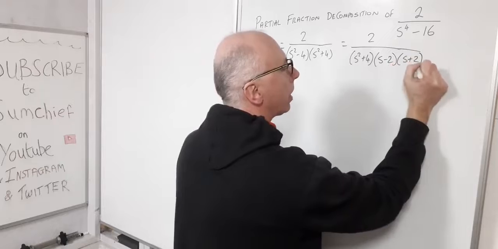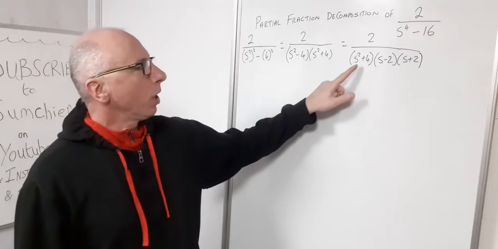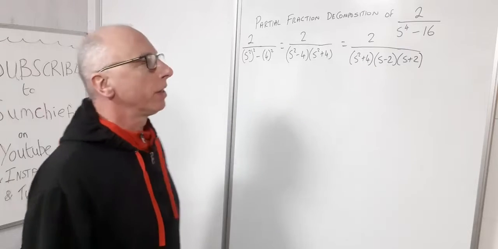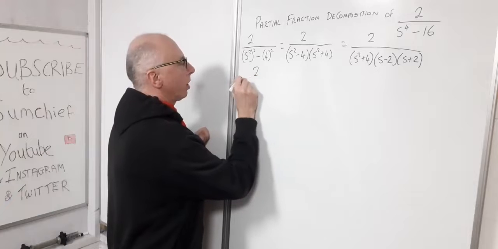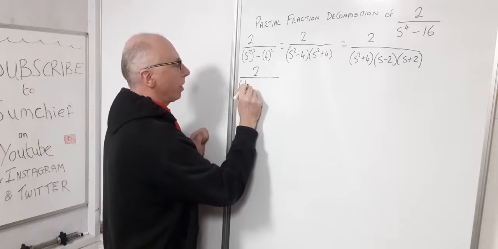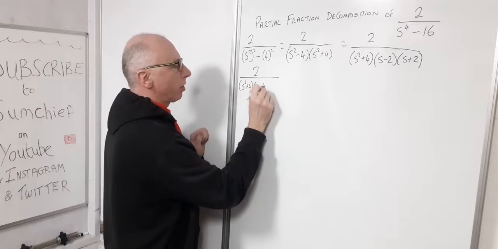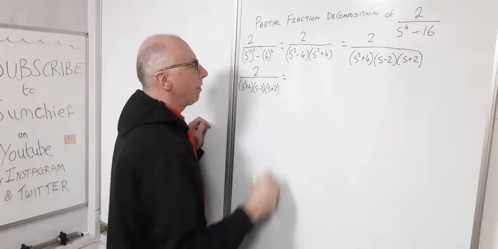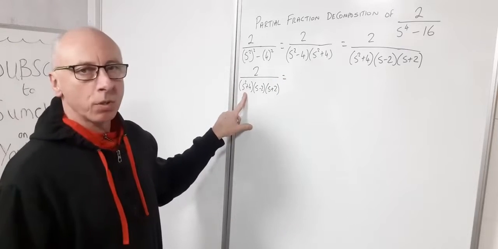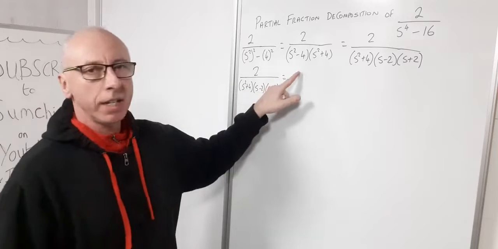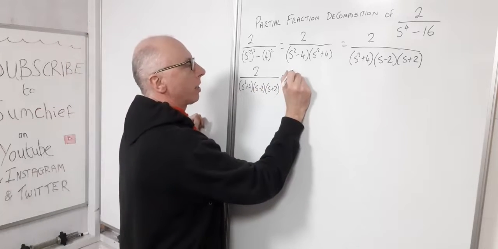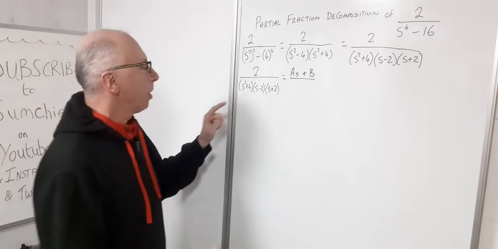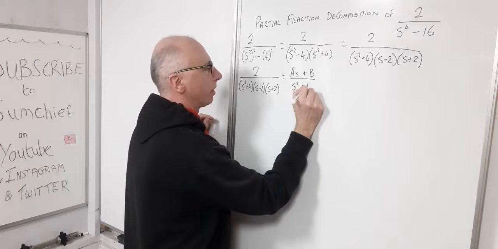Okay, now for partial fractions, what I would need to do now is break this apart into some separate building blocks for each term in the denominator. 2 over s squared plus 4, s minus 2, s plus 2. And then the building blocks from that we'll have. So first of all, s squared plus 4, that's a quadratic. So I need a linear term in my numerator. So we'll have as plus b, that's my linear term, and then my quadratic in the denominator.